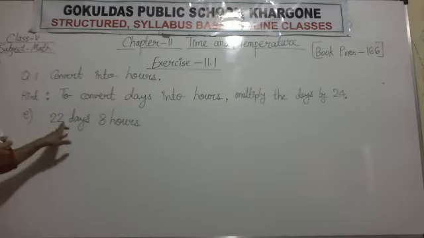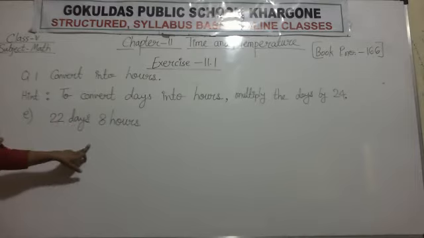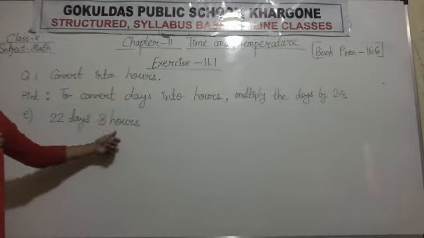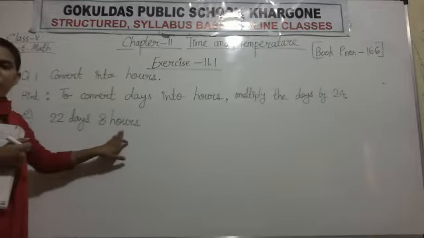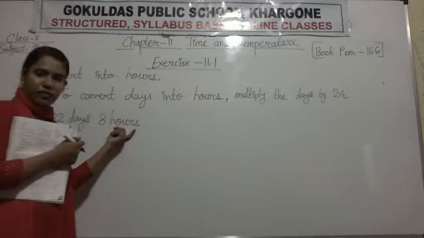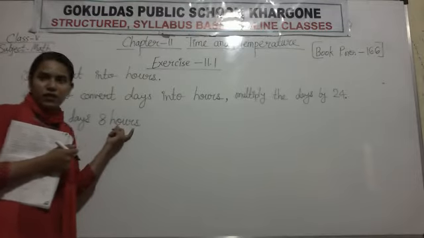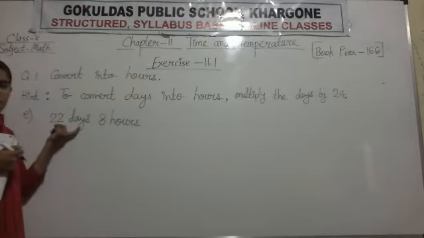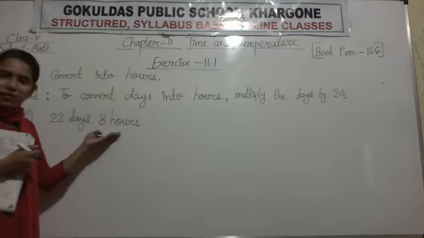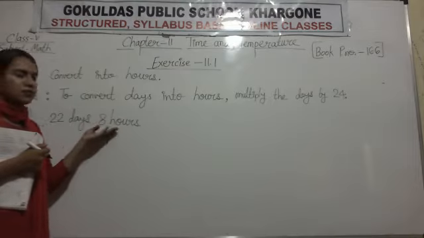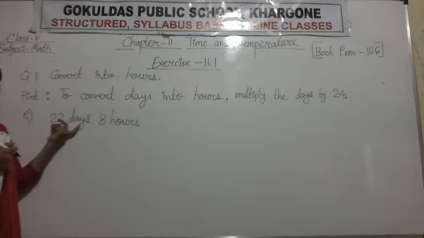So here, 22 days. We can convert 22 days into hours. 8 hours is already in hours, so no need to convert this. We will convert only the days part.